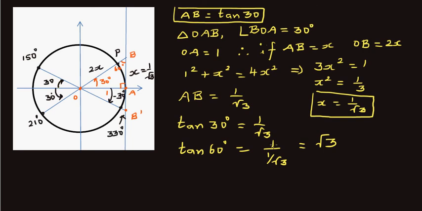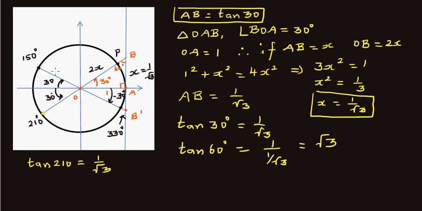So let's find other results. If tan 30 is 1 over root 3, I can also say tan 210. Let me write it here. Tan of 210 is also going to be 1 over root 3, because this point, when it is joined with this tangent, it's going to form AB. So tan 210 is also 1 over root 3.